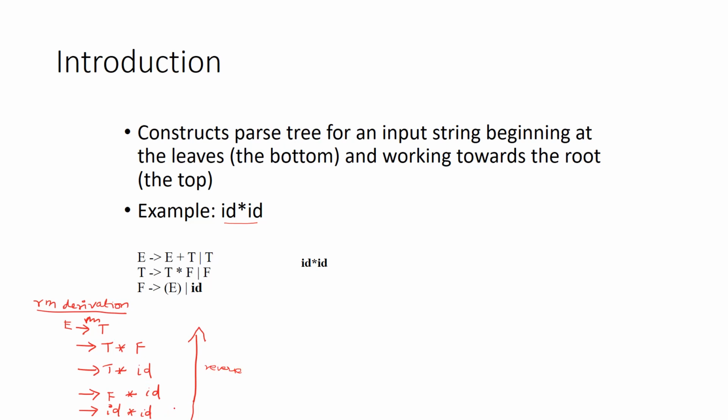Bottom-up parsing is rightmost derivation in reverse. That is, starting with the word or the input string and arriving at the starting symbol of the grammar. So this is our bottom-up parser. And we should understand what a handle is. This has been explained here.